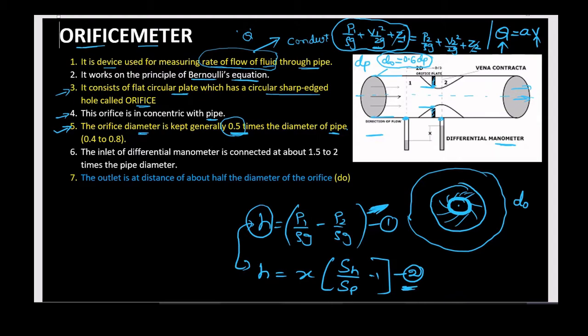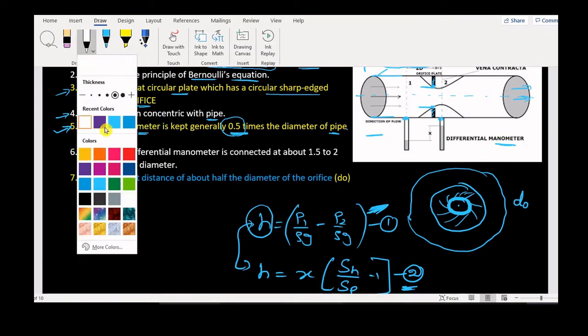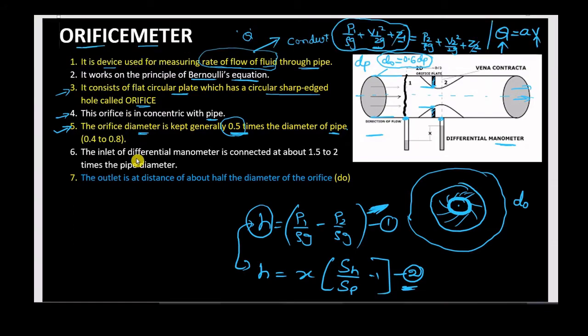Now the inlet of the manometer, where is it connected exactly? The inlet of the differential manometer is connected at the inlet position, that is P1, at about 1.5 to 2 times the pipe diameter. What does it mean? The distance between the inlet and the orifice plate should be 1.5 to 2 times the diameter of the pipe.